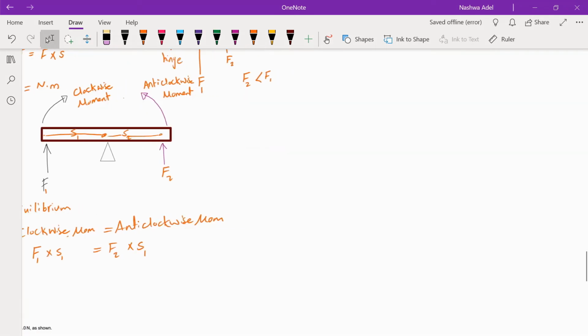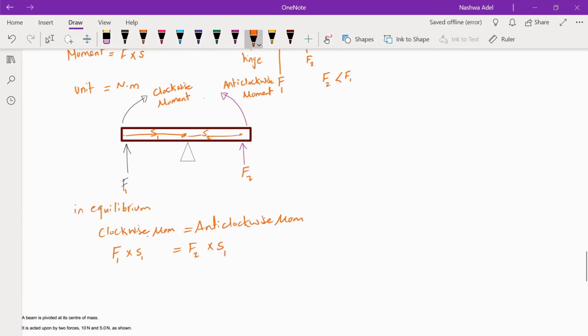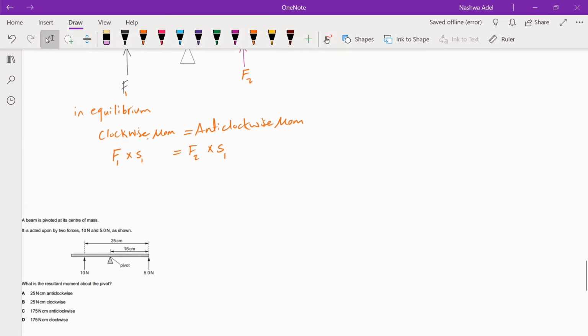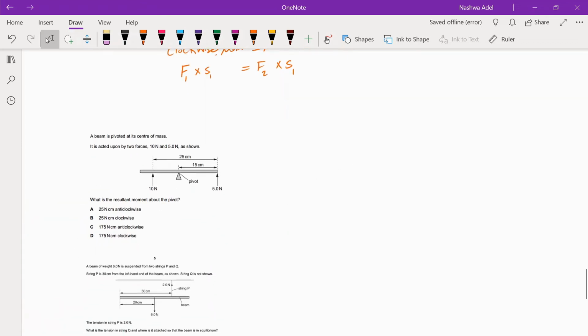I want to add something here. If we have the weight of this beam of 200 Newton, and this beam is centered on the pivot, the pivot applies a contact force of 200 Newton. Okay, so let's see some examples here.